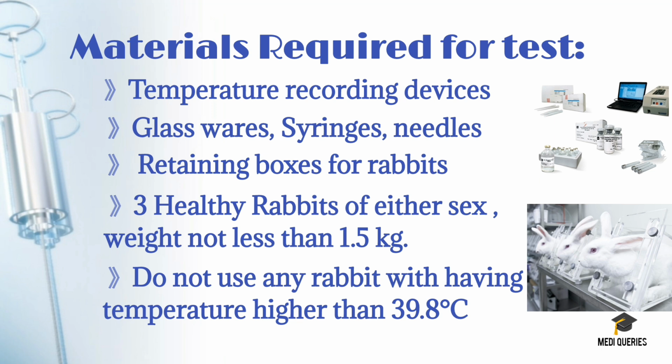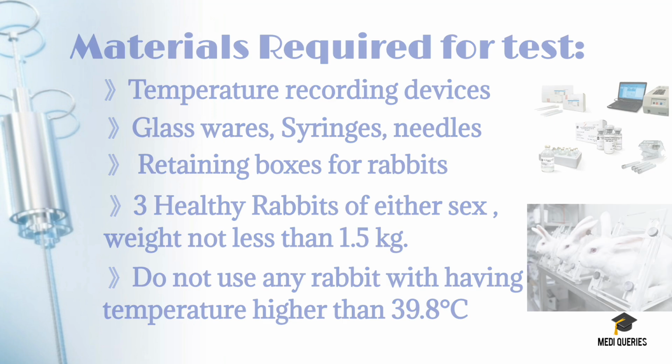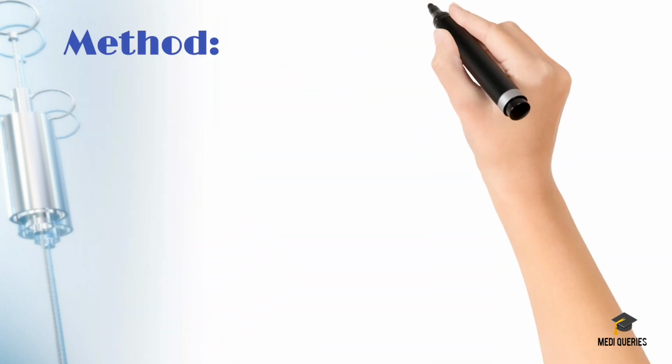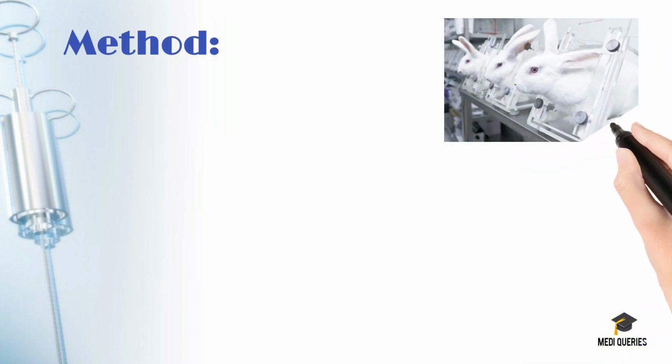So here we will pick up 3 healthy adult rabbits of either sex, each weighing not less than 1.5 kg, fed on a complete and balanced diet and not showing any loss of body weight during the week preceding the test. Do not use any rabbit which has a temperature higher than 38.8 degrees centigrade, or which shows a temperature variation greater than 0.2 degrees centigrade between 2 successive readings in the determination of the initial temperatures.